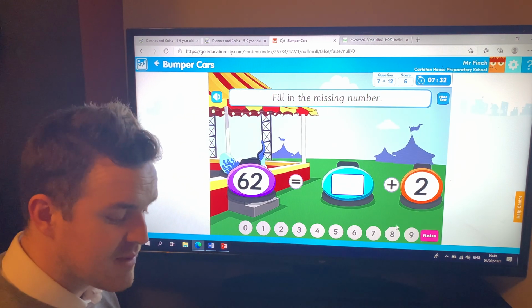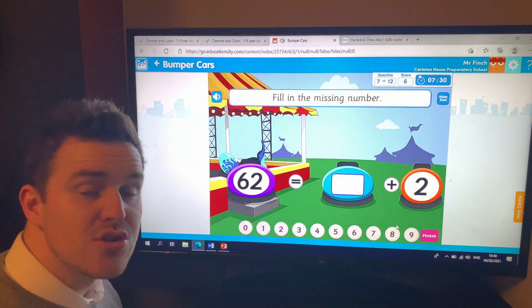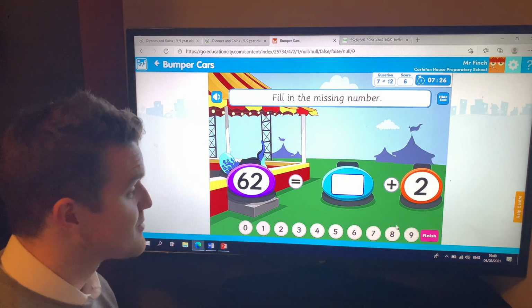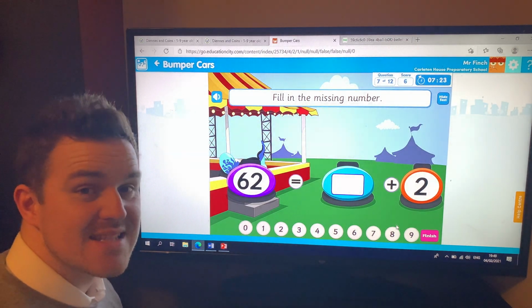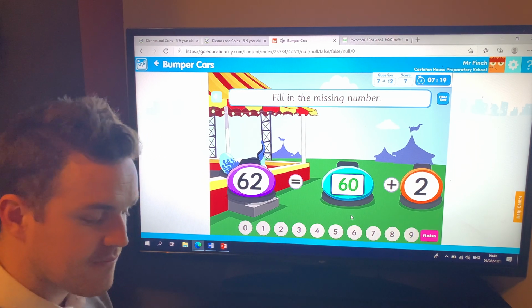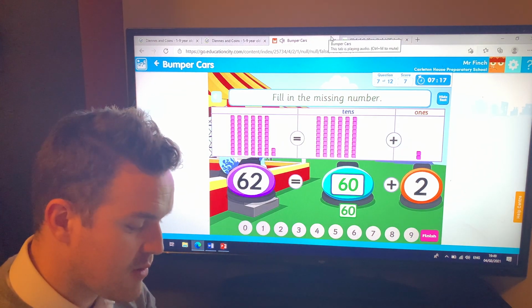Breaking these numbers into pieces. Fill in the missing number. 62 equals something add 2. Well, we can see we've got the 2 ones. How many 10s do we have? 6 10s. 6 10s is 60. Okay, so I'm going to come out of this now.